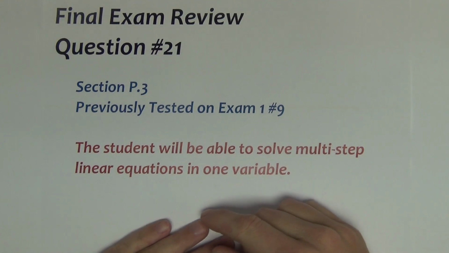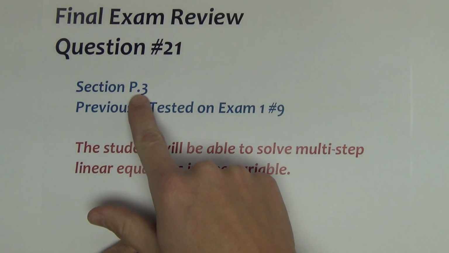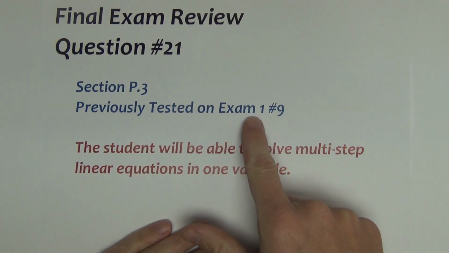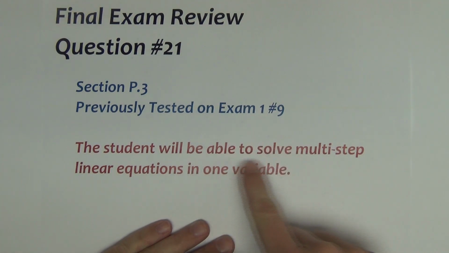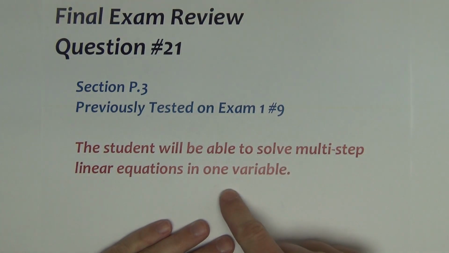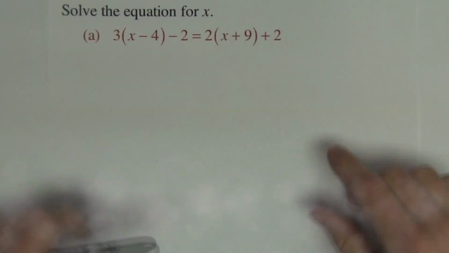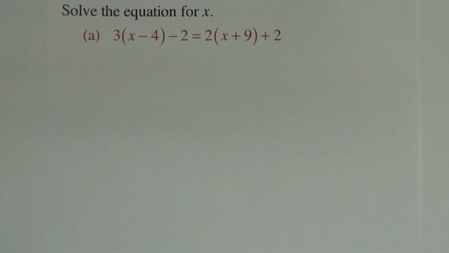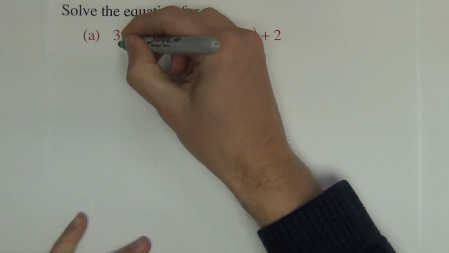Question 21 on the final exam is from section P.3, previously tested on exam 1, number 9. Student will be able to solve multi-step linear equations in one variable. Directions say solve the equation for x. So we begin with some distributive property.